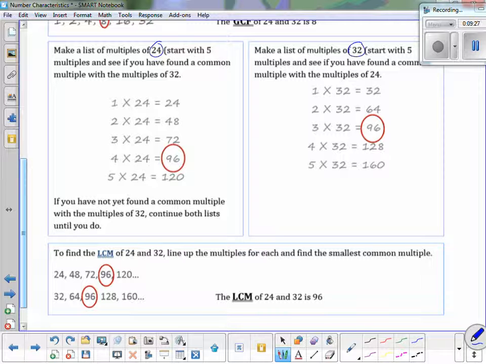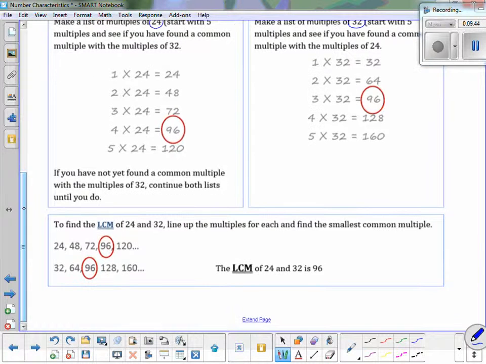Now when I do this, I like to find my first 5 multiples of each. And usually you can find the common multiple, at least in this math class, in the first 5. But when you get a little bit older, it'll get a little bit trickier. So stay tuned tomorrow because you're going to learn a cool trick. All right. So after you've listed your multiples, let's put them down here.